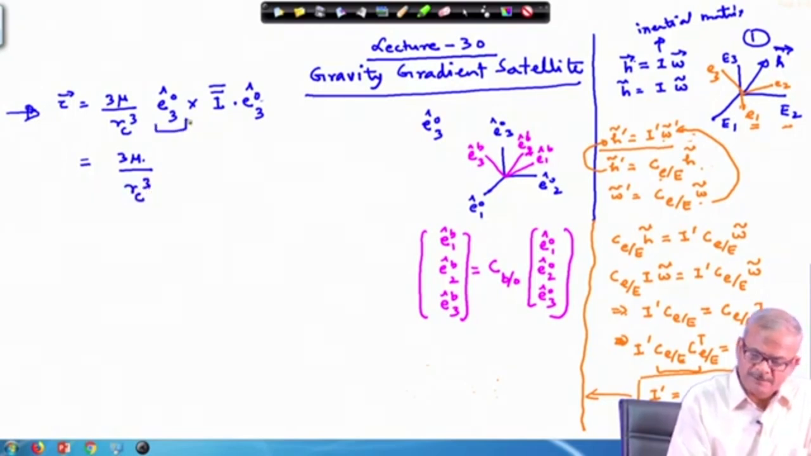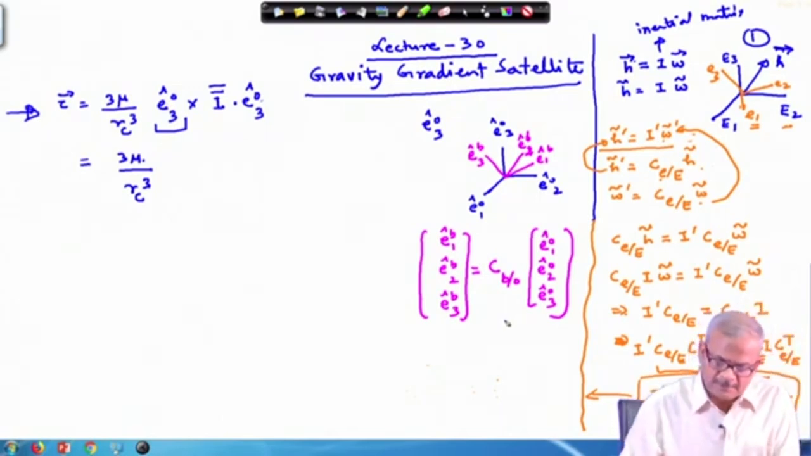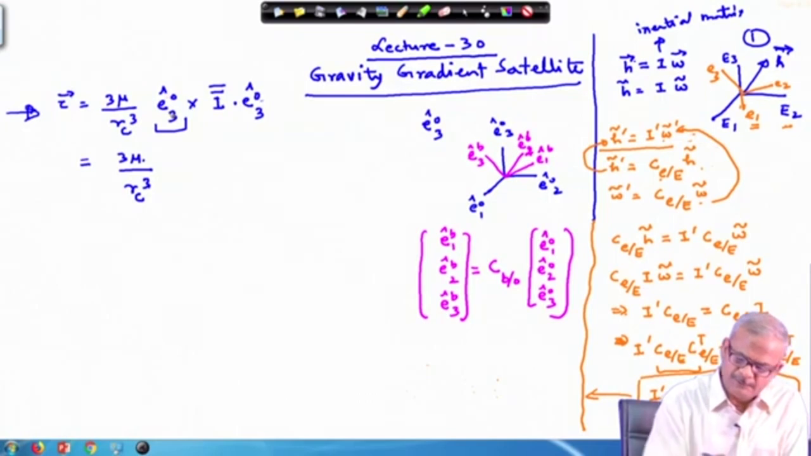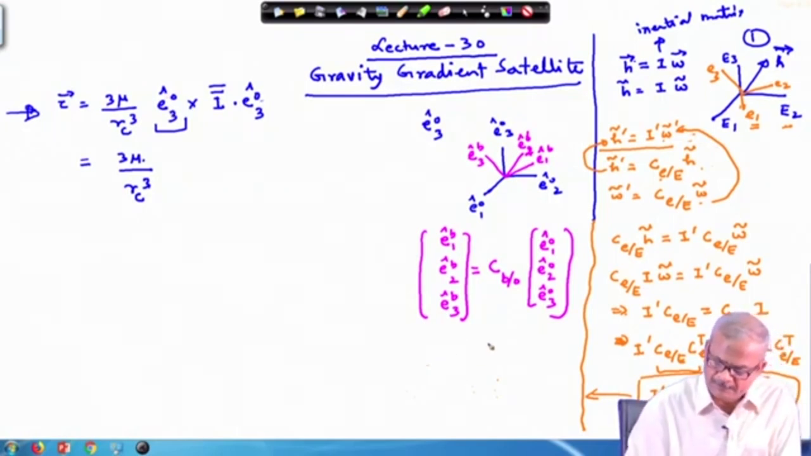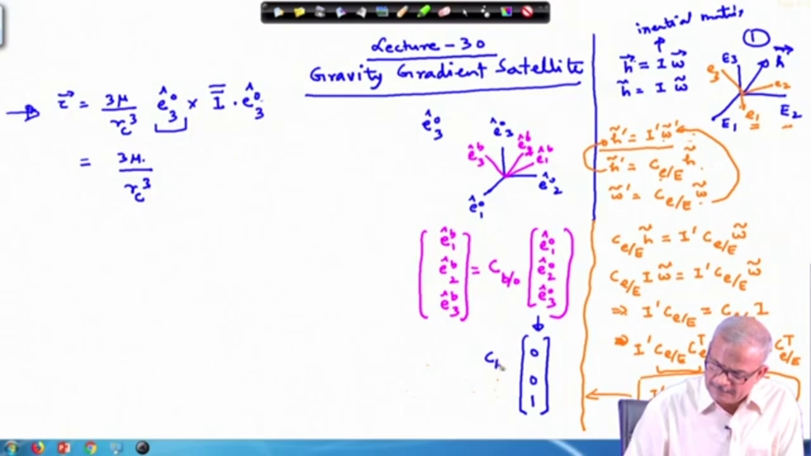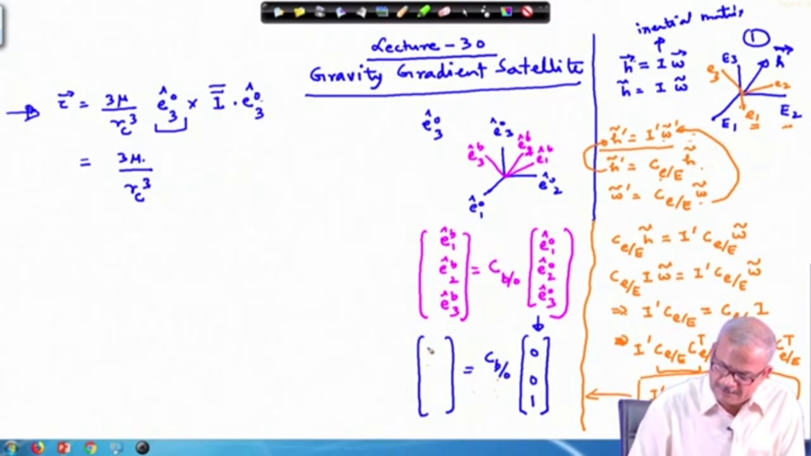So, this we need to express in terms of the body frame system. Here, let us say that this is a unit vector along the third direction of the orbital frame. If we write it in a proper way, this will be equivalent to 1, 0, 0, and then we will have C_B, and on this side you will get all these quantities: e^B_1, e^B_2 and e^B_3.